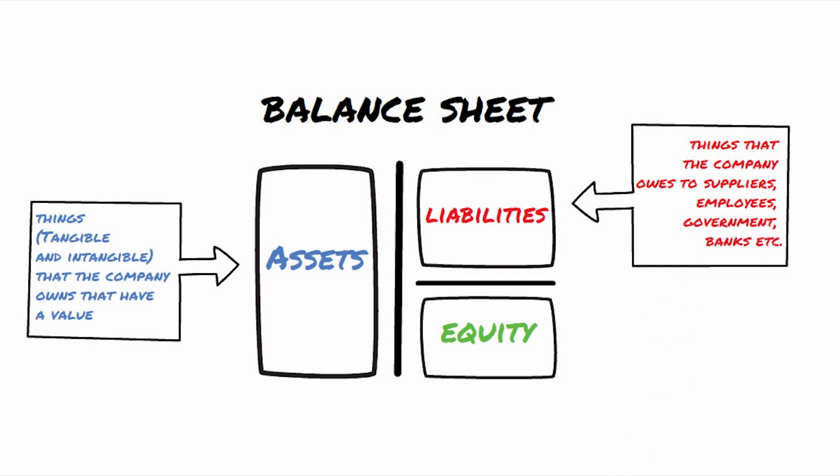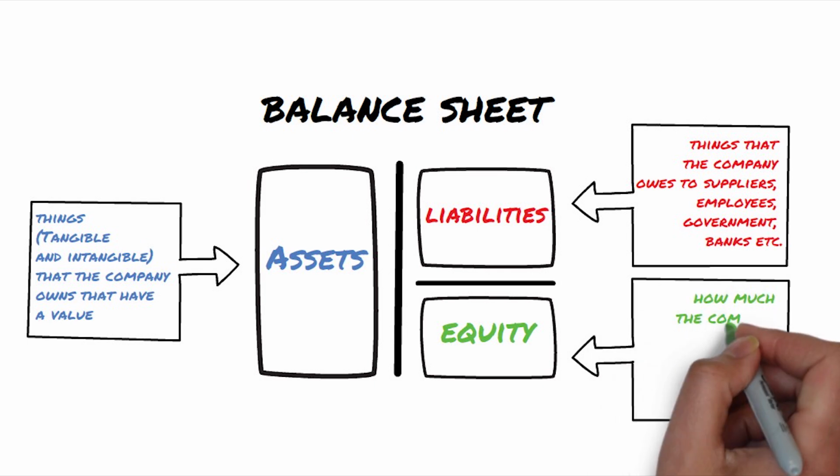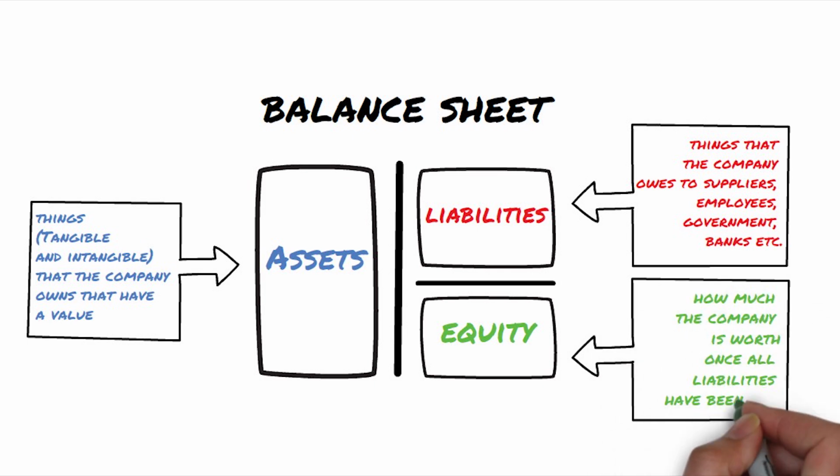This could be money owed to suppliers, loans from banks, or even future expenses that the company expects to have, like pensions or warranties. Equity, also known as shareholder equity, is essentially how much the company is worth, obtained by taking all assets and subtracting all liabilities from it. In other words, if a company sold all its assets and paid off all its debt, whatever money is left over is equity.